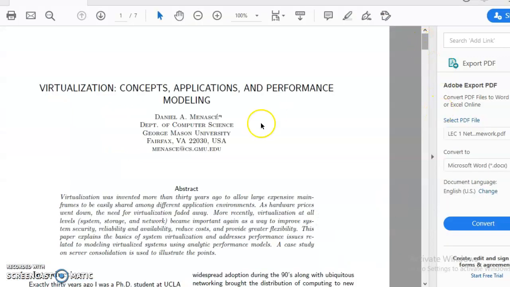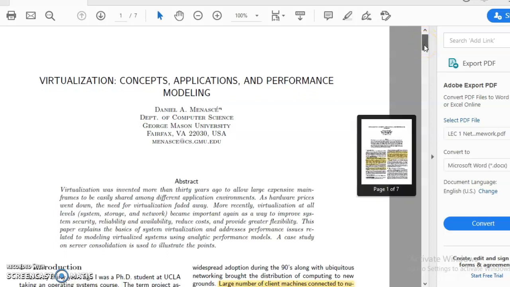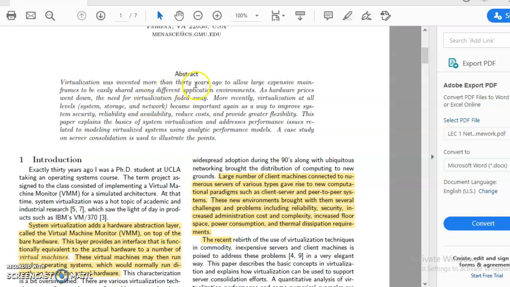So this is the PDF I've already shared by the name Lecture 1 of Network Virtualization by Daniel A. Menasce. What he says is virtualization was invented 30 years ago. Why did he invent it? To allow large expensive mainframes to be shared. That means we want to share one computer among a very large number of environments. So we want less investment, less cost, and greater benefits of storage, computation, etc.